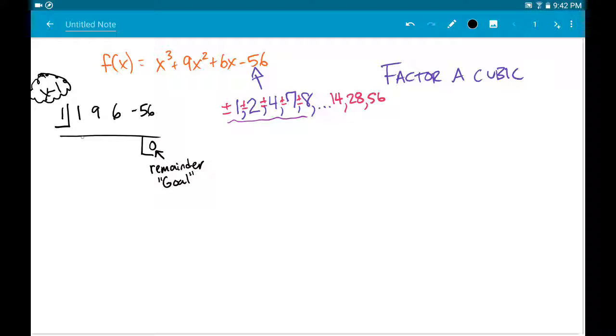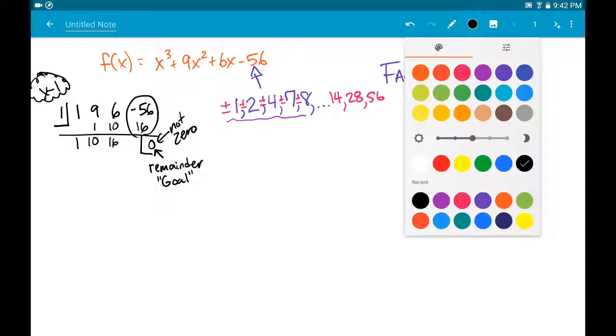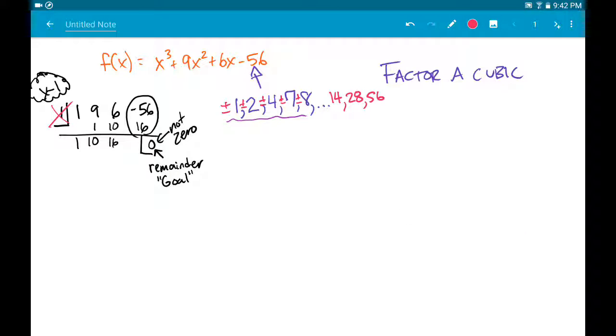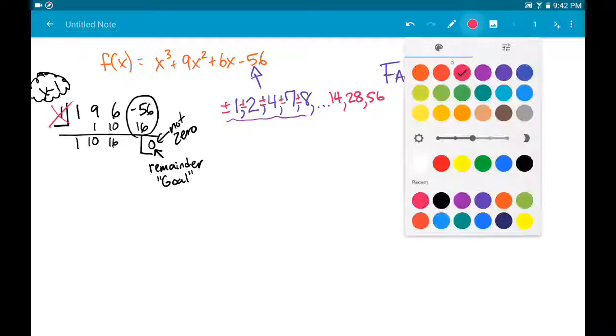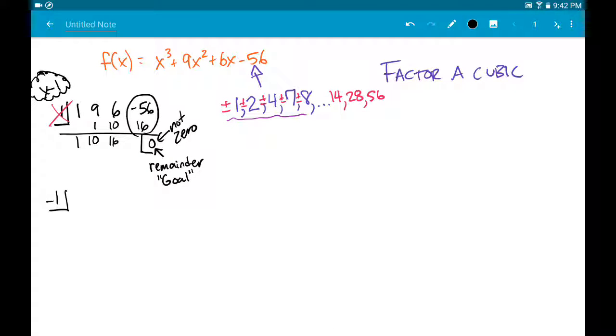So if we test 1, and by now synthetic division hopefully goes quick, 1 times 1 is 1, add the columns, 1 times 10 is 10, 16, 1 times 16 is 16. And this yields not 0. And so what that means is that 1, positive 1, is not a factor of this polynomial. So that's the only frustrating part about this, is that sometimes you do have to test a few numbers before you actually find a factor.